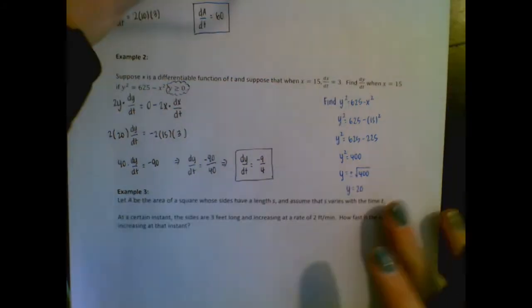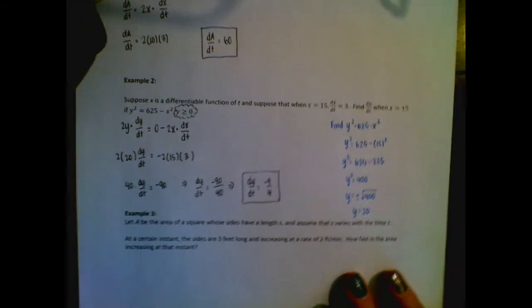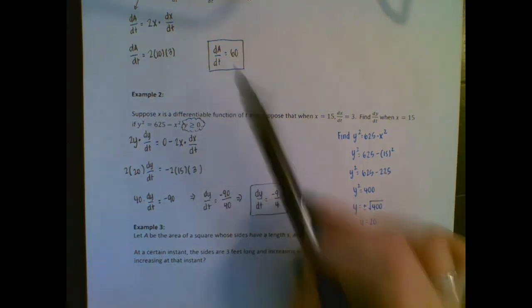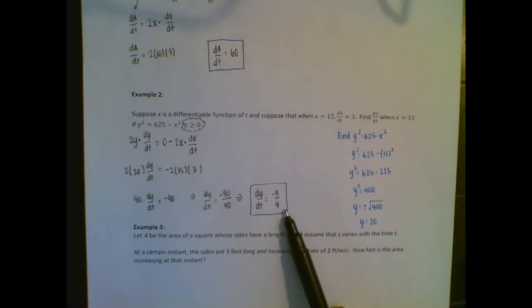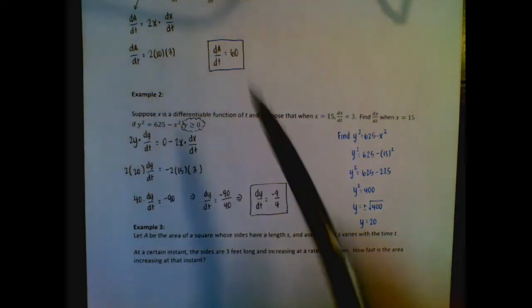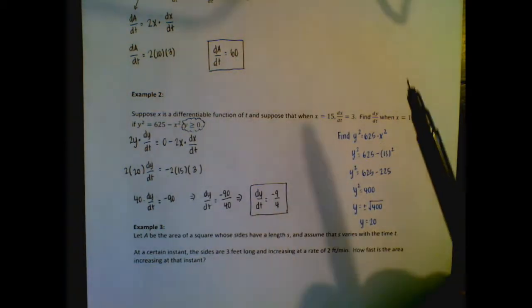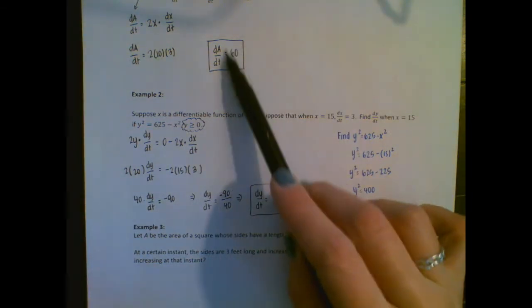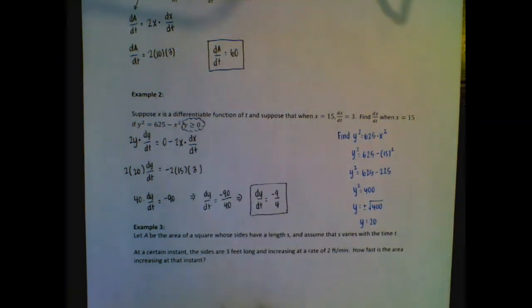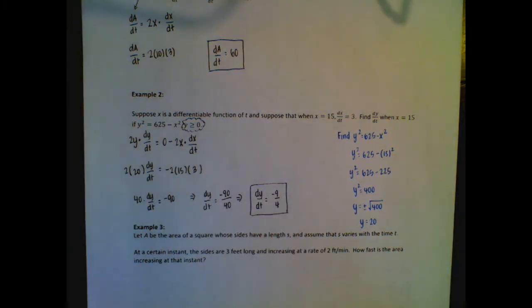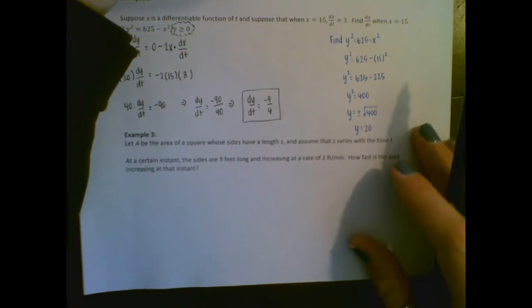So you'll notice that in the first example, we got a derivative with respect to time that was positive, and here we got a derivative with respect to time that was negative. So there is a significance of these numbers being positive and negative, and we'll talk a little bit about that when we go through some application problems. But just know that that definitely can happen. So let's start looking at some applications.